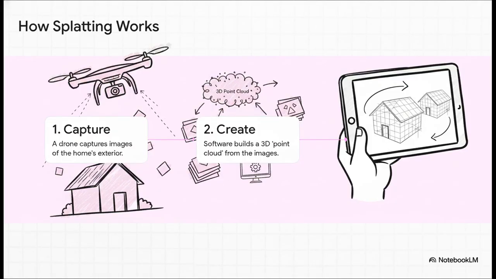So how does this actually work in the real world? It's basically a three-step dance. First, a drone flies all around the house, snapping pictures from every conceivable angle. Then, some really smart software gets to work analyzing all those photos to build that 3D point cloud we were just talking about. And the final result? A model you can explore from top to bottom right on your computer.